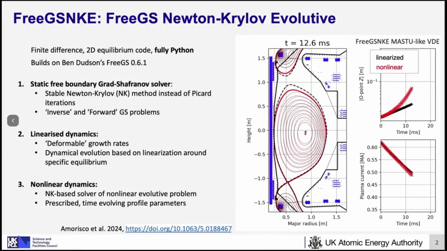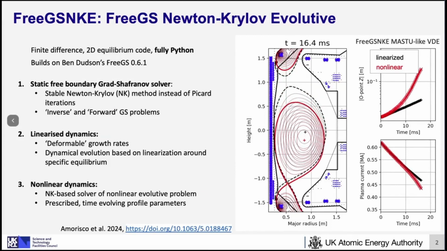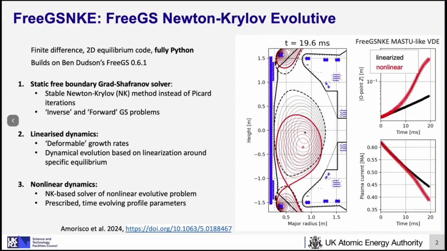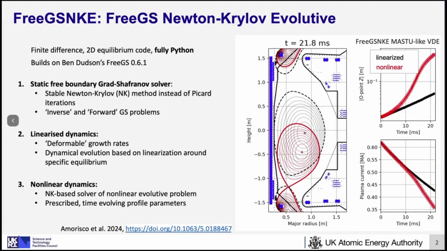So FREEGSNKE is an equilibrium code, both static and evolutive equilibrium code for TOKAMAK plasmas. It's a 2D axisymmetric equilibrium code. It's a finite difference code, and it's a fully Python code. So FREEGSNKE stands for FreeGS, or Free Boundary Grad-Shafranov Newton-Krylov evolutive.